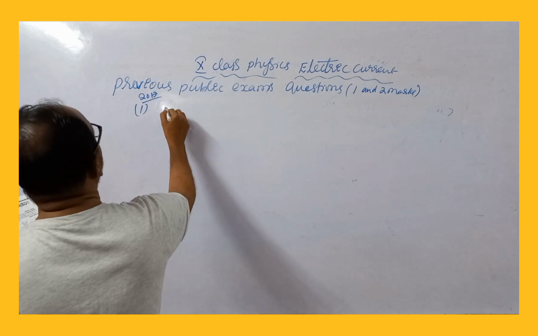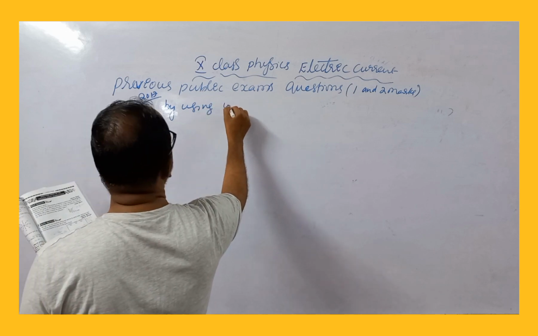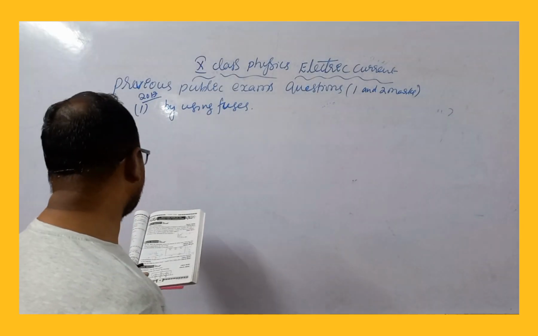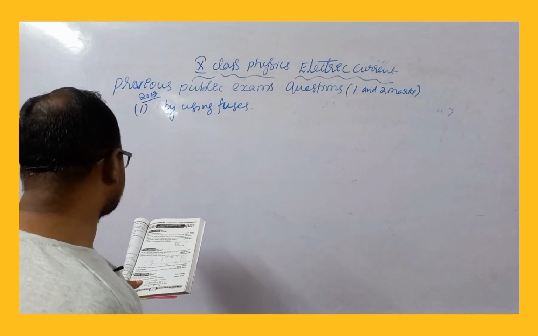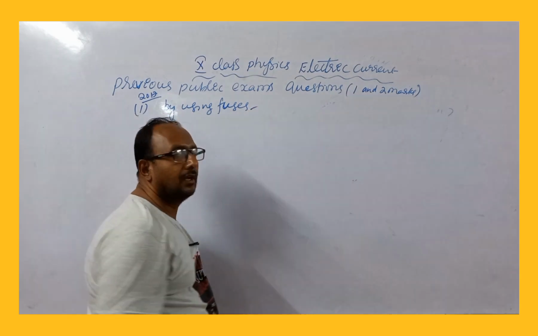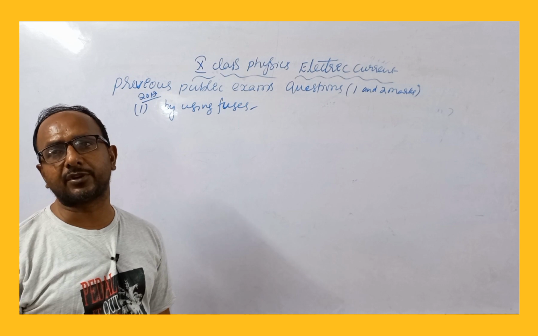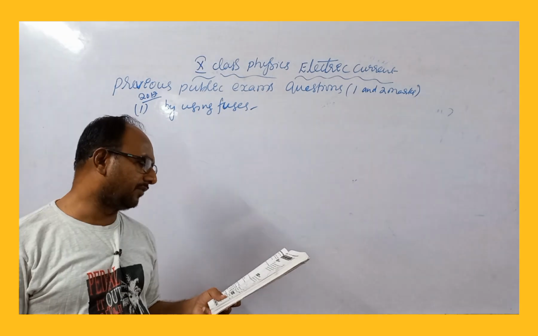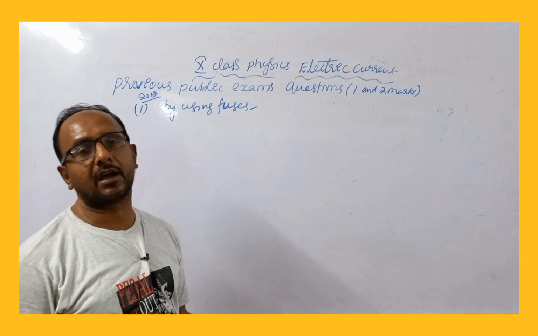We can save household wiring and devices by using fuses. Write any 4 points appreciating the role of fuses. For 2 marks, students, by using a fuse or fuse wire we can protect household wiring and devices. So write any 4 points about the role of a fuse.